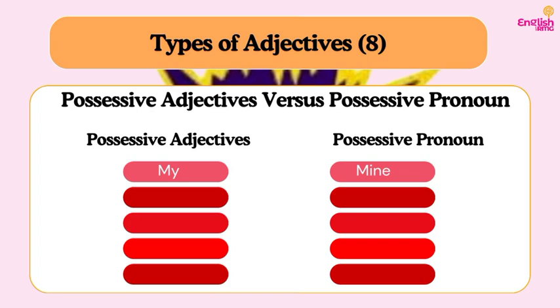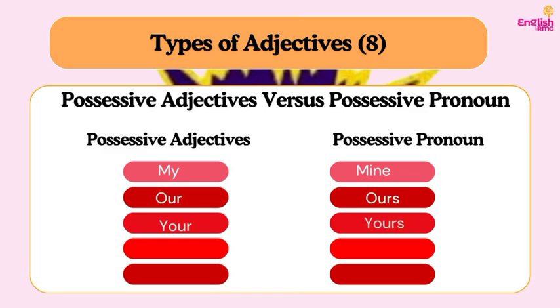Possessive adjective, my. Possessive pronoun, mine. So my book, or the book is mine. Do you understand? Our versus ours. This is our school, or the school is ours. Do you understand? So there's a difference between the usage of the two.